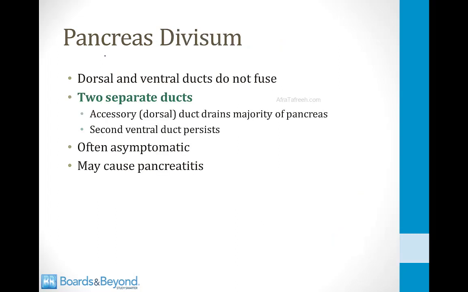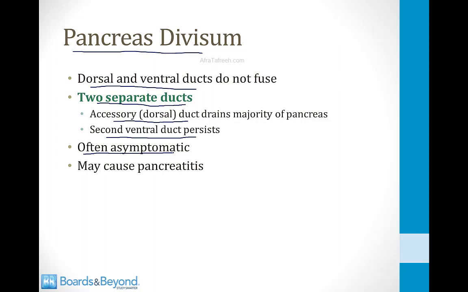Another embryologic anomaly of the pancreas is called pancreas divisum. This occurs when the dorsal and ventral ducts do not fuse, so that the pancreas drains via two separate ducts. That smaller accessory duct I showed you before fuses with the dorsal duct and drains a majority of the pancreas. I'll show you a picture of that in a second. And a second ventral duct persists and drains the remainder of the pancreas. This is often an asymptomatic condition that's discovered incidentally when someone has a workup for abdominal pain. Occasionally, it can result in pancreatitis.